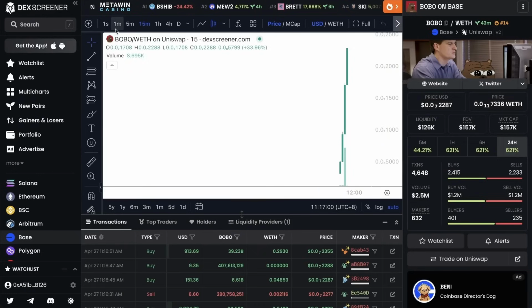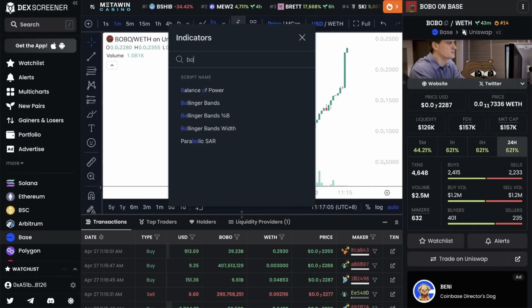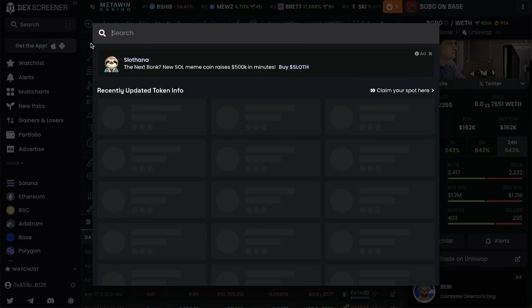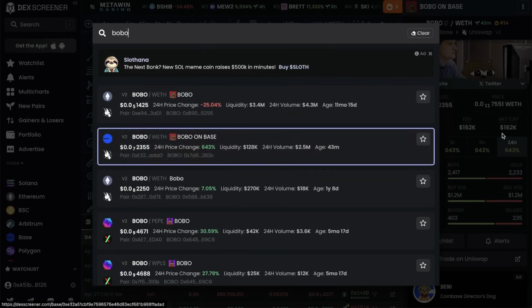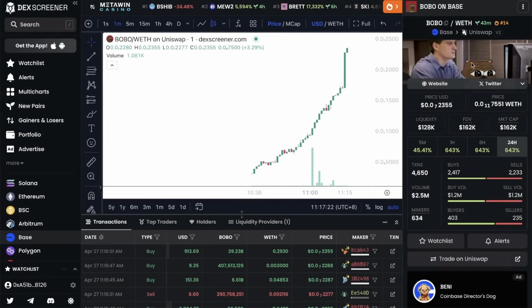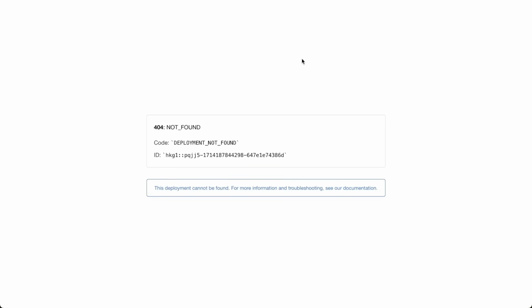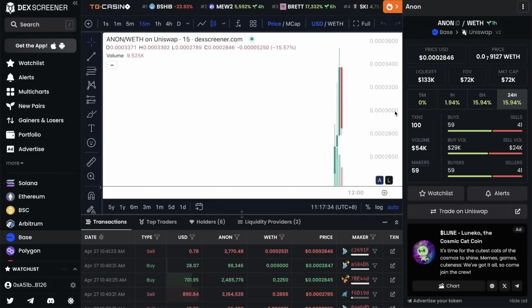Then we got Bobo. This one was created so many times. I can't believe it's trending. Okay, let me check here. We have some Bobo. It's a coin that is on Solana normally with a volume of 4.3 million. We get Bobo on Base. They just recreated it. Same as we have some Pepe on Base, Pepe on Solana. The website's not working. This is not the best. We're going to give up on that one.